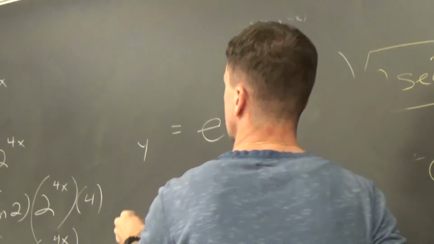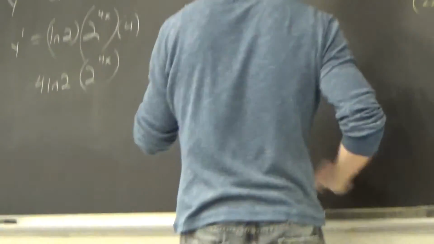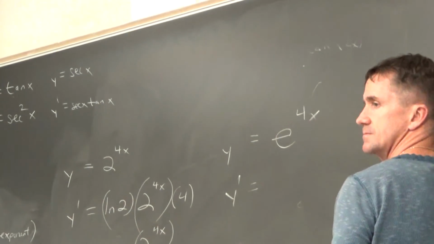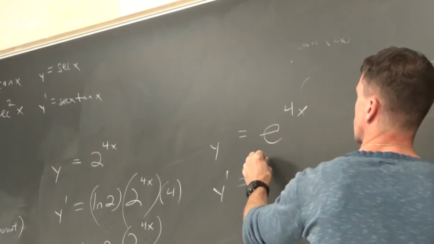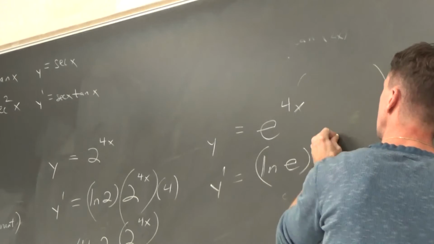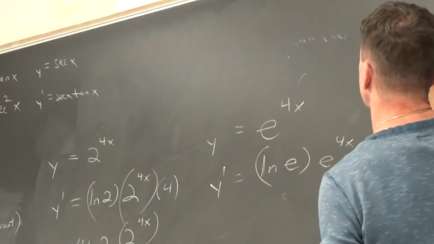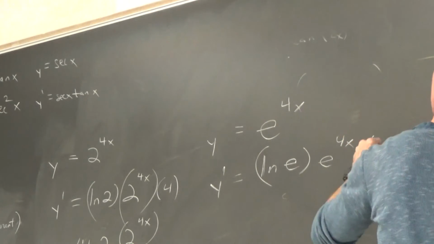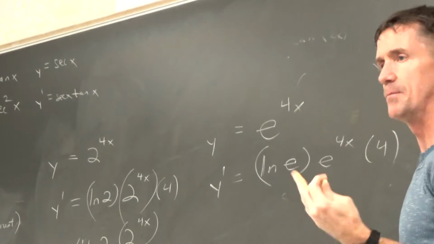It works the same way. Watch this. Get the derivative of e to the 4x. First of all, natural log of what's the base? e. Rewrite e to the 4x. Now, what's the derivative of 4x? 4. That's the answer.